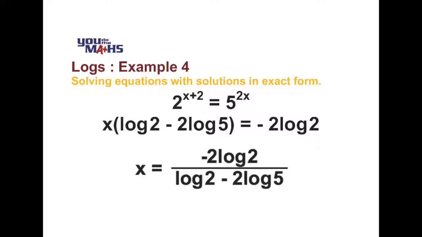After this, we can use log laws to tidy the denominator of our result. On the right hand side of the denominator we have 2 log 5. We can bring the 2 inside the log to make it log 5 squared. So the denominator now reads log 2 minus log 25.